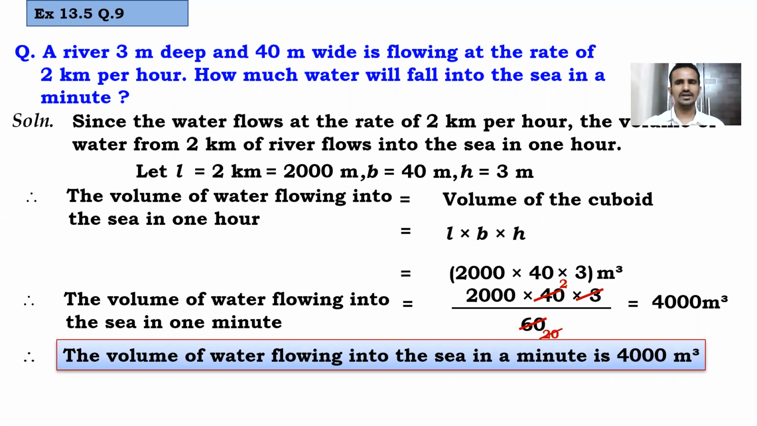Okay, this was a little tricky one because here the shape wasn't mentioned as a cuboid, but you have to just imagine, you know, a river, the opening of the river into the sea has the depth of 3 meter and width of 40 meter, and the length of water covered in 1 hour will be taken as 2 kilometers.